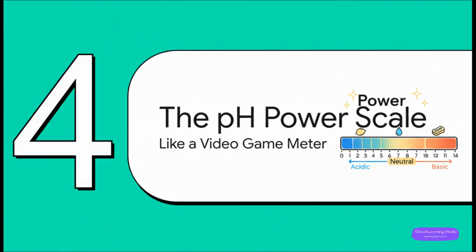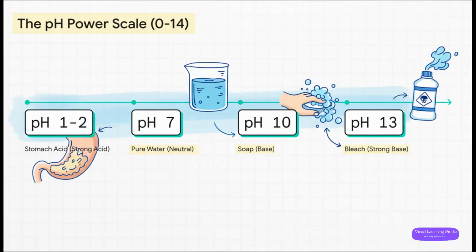All right, let's tackle our last big concept, the pH scale. I know this can seem really abstract and confusing with all the numbers, so let's reframe it. Don't think of it as a boring scale. From now on, I want you to think of it as a power meter, just like you'd see in a video game. So this power meter runs from 0 all the way to 14.